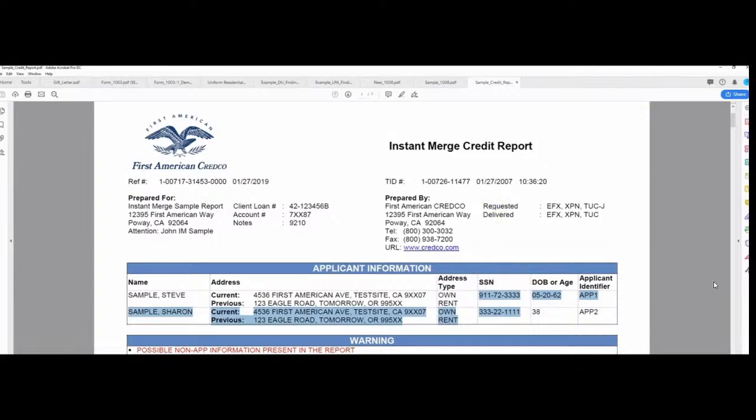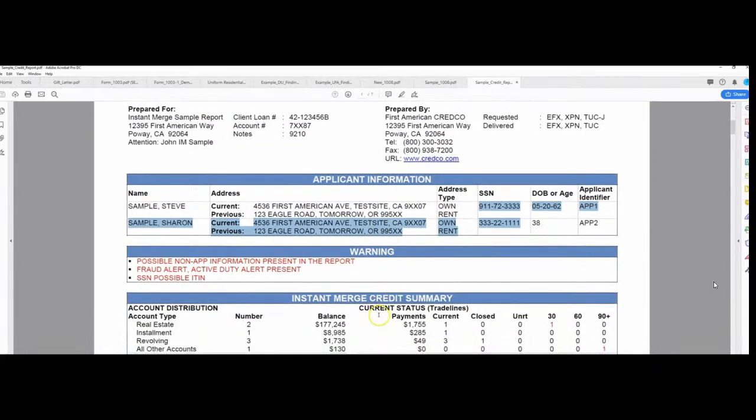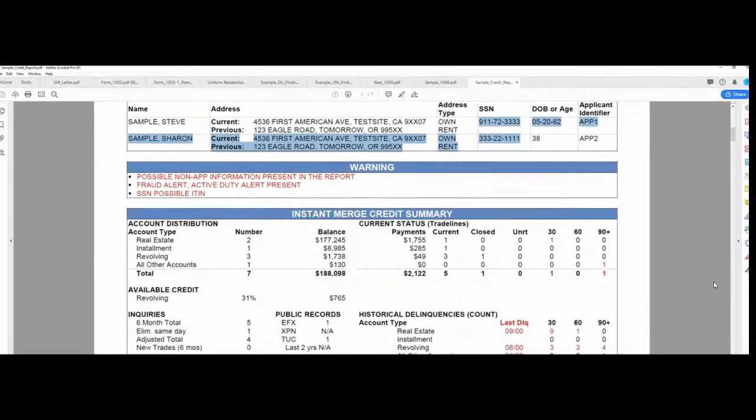If you come across that, you might want to check. Did someone type it in wrong? Let me check the social security card. It tells you the date of birth. Make sure everything is accurate on the 1003 also. It tells you if there's any fraud, any activities.